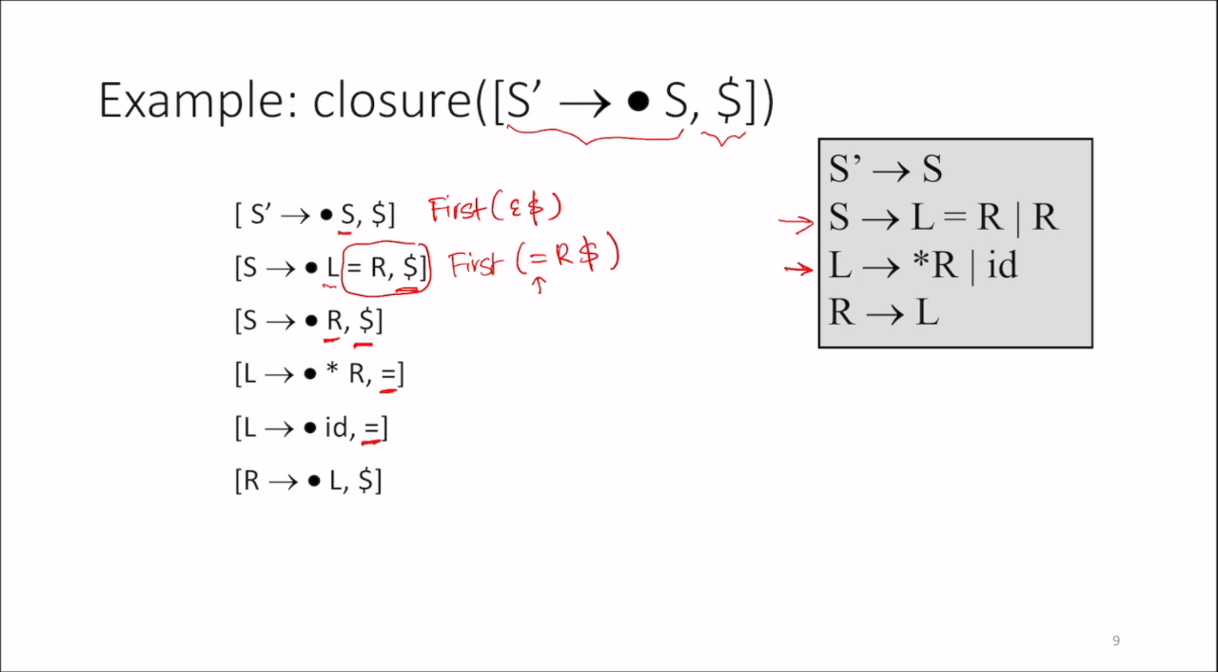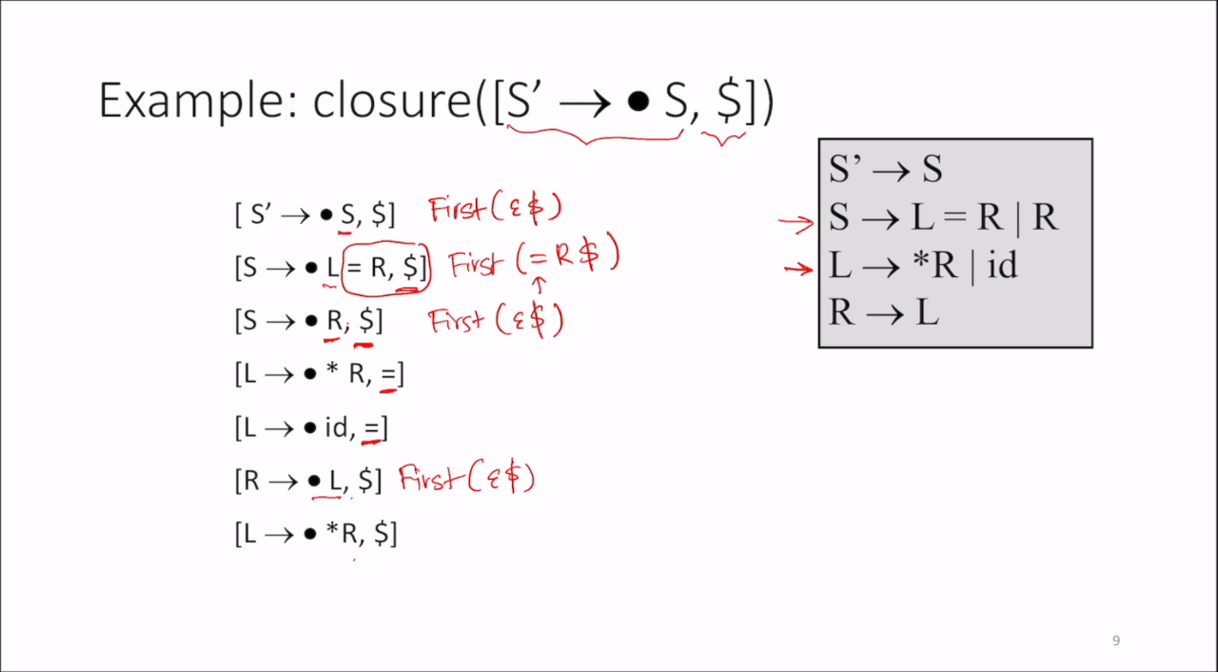And notice the look ahead here is $. So what we're going to do is, again, it's going to be first of epsilon, the empty string, $, because there's nothing after the R. And when I predict the R, I get R goes to dot L $. And this dot over here predicts the L rules. Now I get L goes to dot star R. And here I'm getting first of epsilon $.